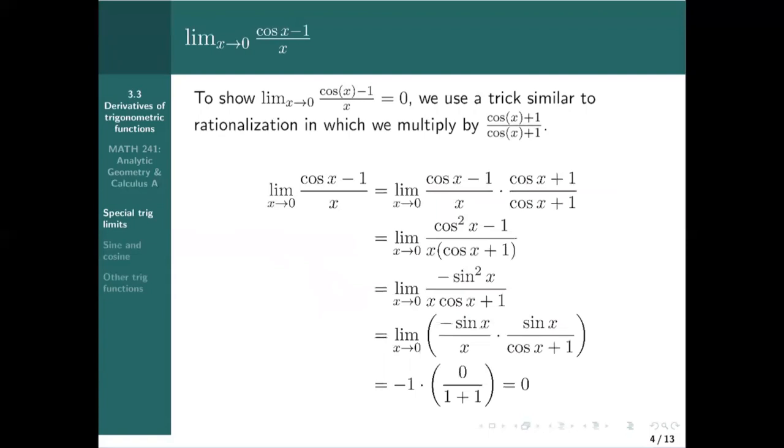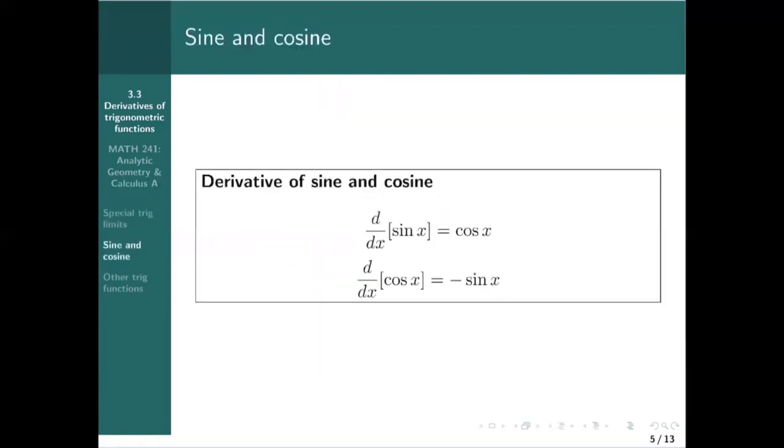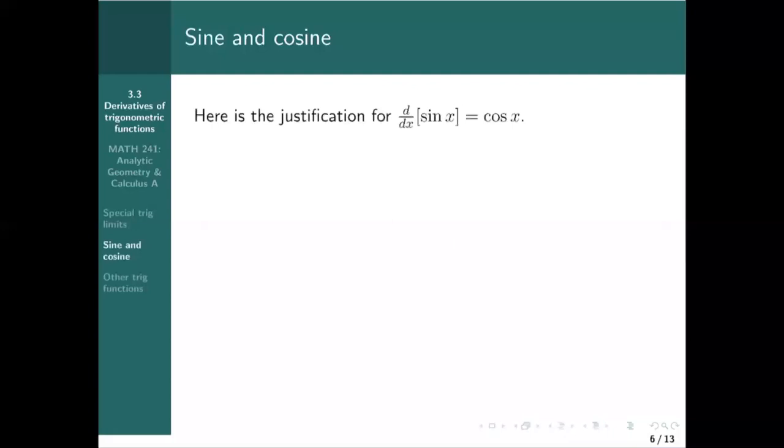And here we have the same information but typed. So to summarize, we have the derivative of sine being equal to cosine of x and the derivative of cosine being minus sine of x. This is what we're going to see next. And we're going to use those special trigonometric limits to determine the derivatives of sine and cosine. So here's the justification for the fact that the derivative of sine of x is equal to cosine of x.